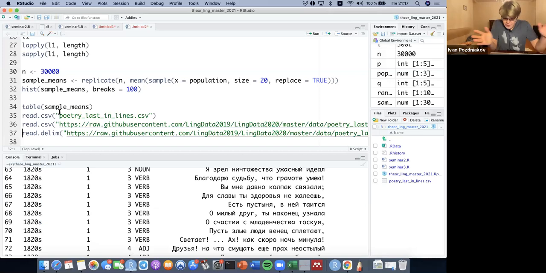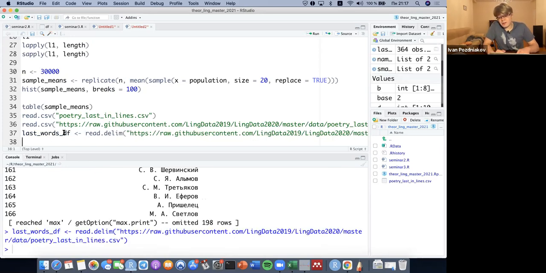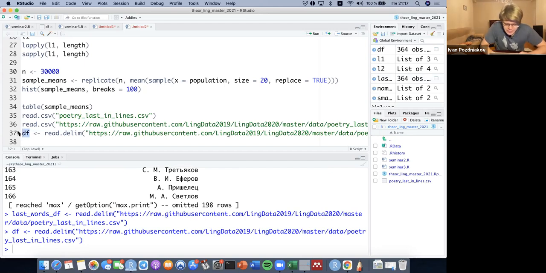There was a meme with this guy who thinks a lot. It's written there: think about variable names because it's really important to create short but easy to read file names. Okay, maybe it is not so short. Last words here. You can even use just simple df maybe in this case if you work with one data frame. Okay, let's do it like this. df.